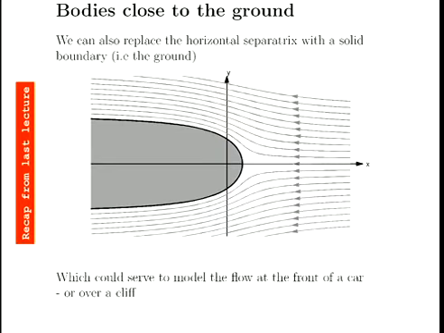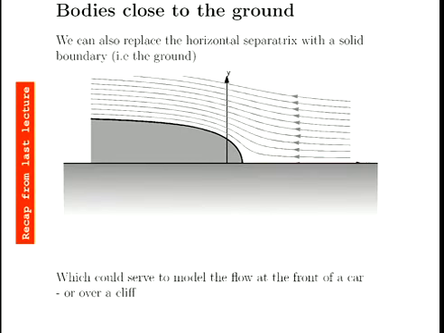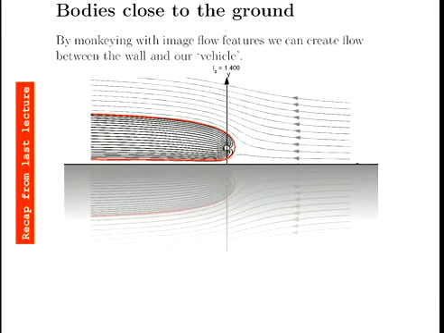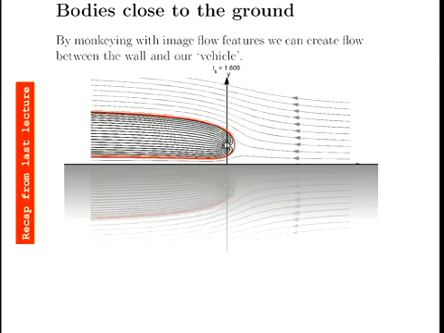We also spoke about how we could arbitrarily replace other contours in that flow field with a solid boundary. So what we looked at was this example where I replaced that horizontal contour with a solid boundary, and I tried to explain to you that that could be a model of the flow over the front of a car or a cliff. I think the important thing here is to realize that if you get more fancy with these combinations, you can start modeling other things.